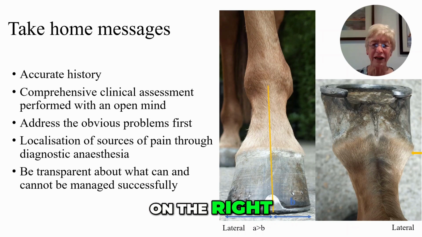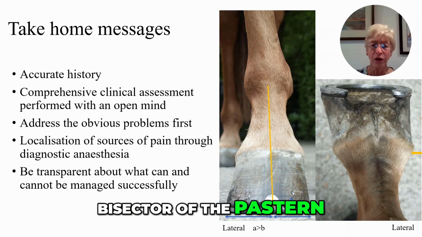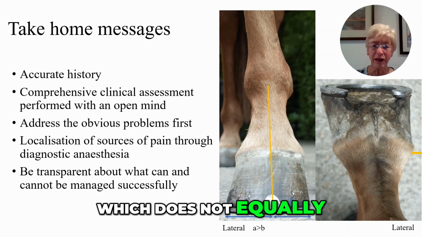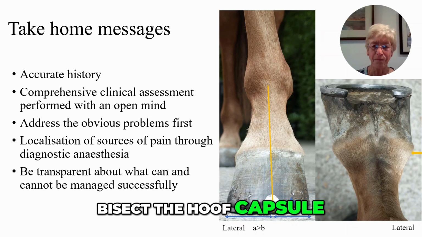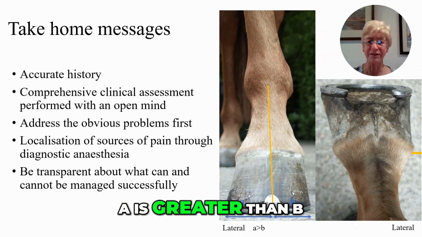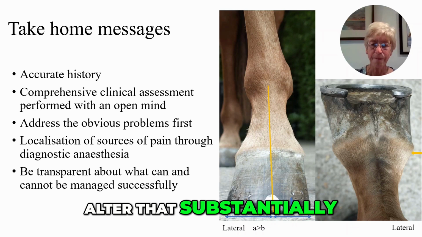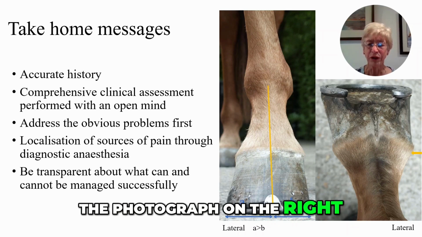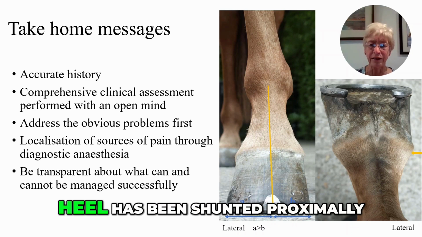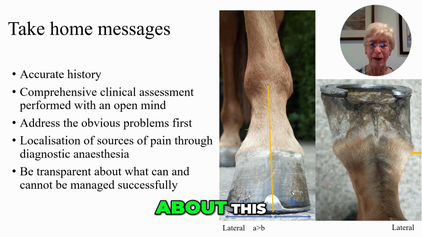So in the horse on the right, we can see that there is a perpendicular bisector of the pastern, which does not equally bisect the hoof capsule. If we look at the distance A, involving the lateral aspect of the hoof capsule, versus distance B, we can see that A is greater than B, and we're not going to be able to alter that substantially. If we look at the photograph on the right, we can see that the lateral bulb of heel has been shunted proximally, and there is potentially something we can do about this.